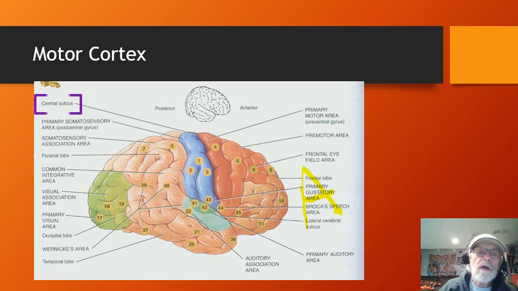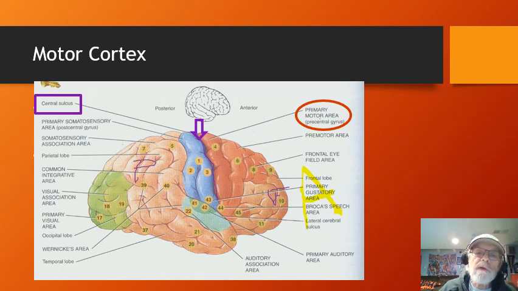Right here is the central sulcus. It comes down that way. If I draw a line along that central sulcus, let me draw that in purple, it comes straight down this area, and that's the central sulcus, which divides the frontal lobe, out here, from the parietal lobe, which is back in here.